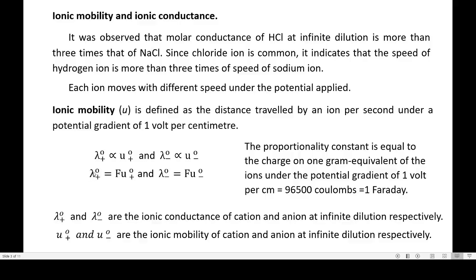Lambda naught plus is the ionic conductance of cation at infinite dilution. Instead of the 0, the symbol infinity can also be used. Lambda naught plus is the ionic conductance of cation and lambda naught minus is the ionic conductance of anion at infinite dilution, where U naught plus and U naught minus are the ionic mobilities of cation and anion respectively.